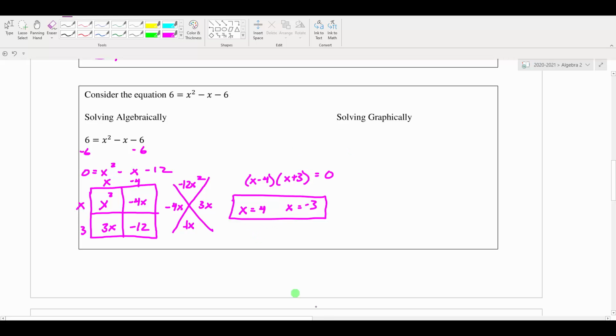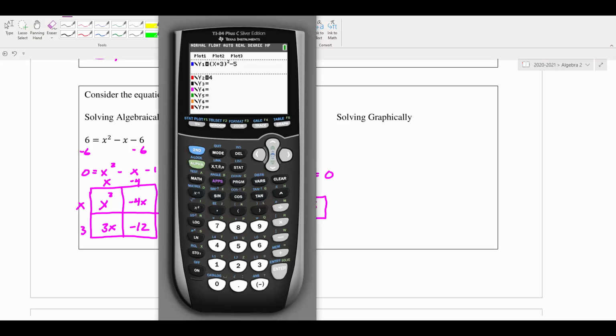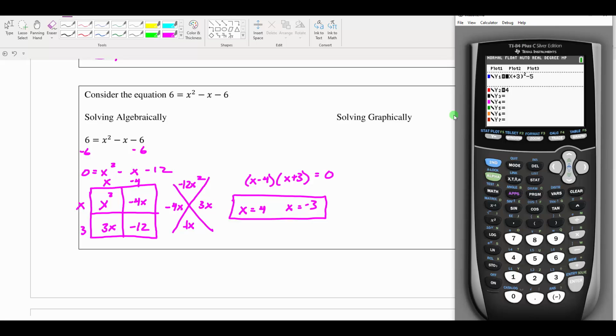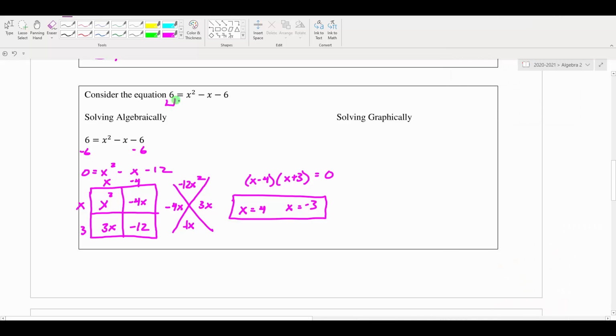All right, now let's just do it graphically. Let's see what happens when we use the graph to help us out with this. So I'm going to pull up my calculator here. Remember, to solve this graphically, what we want to do is take the left-hand side of the equation and the right-hand side of the equation and define those to be 2 separate functions. So I'm going to say that y1 equals x squared minus x minus 6, and I'm going to say y2 is equal to 6. I'm going to graph both of these.